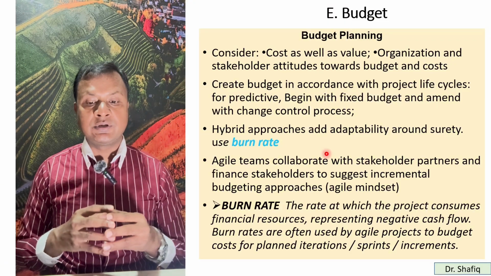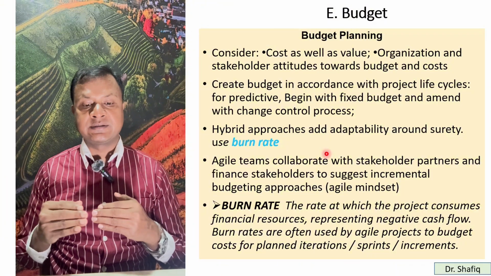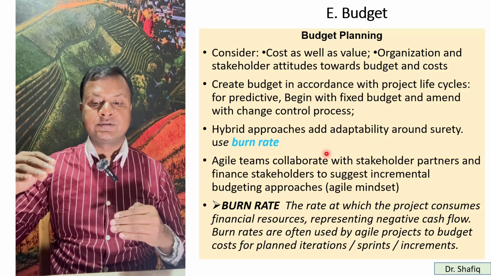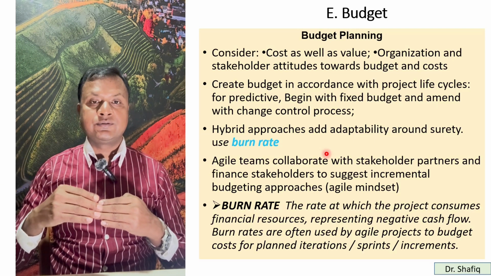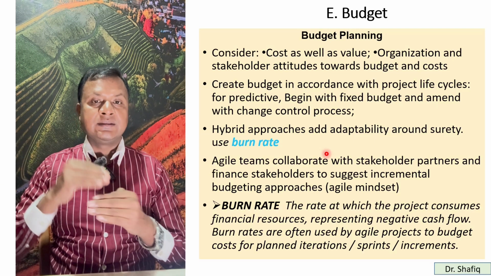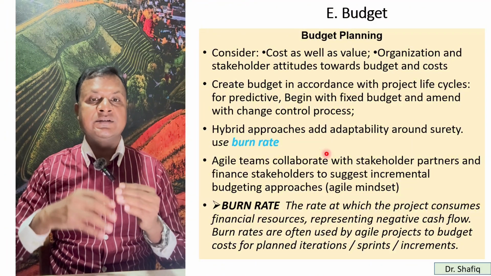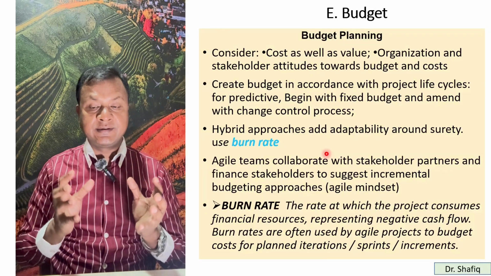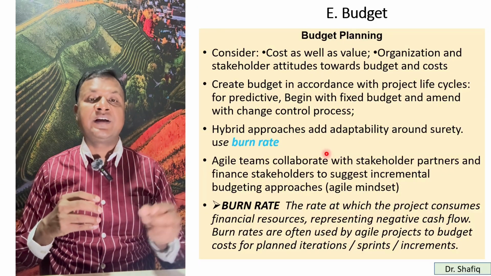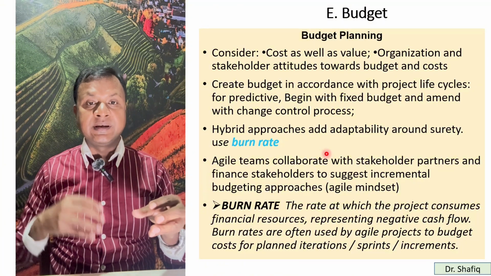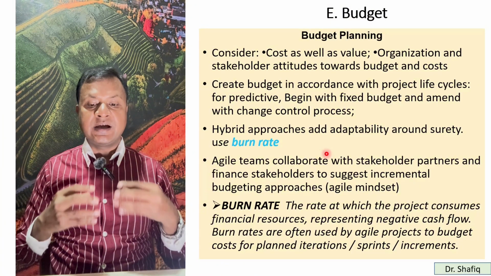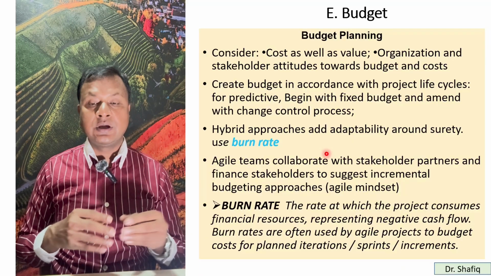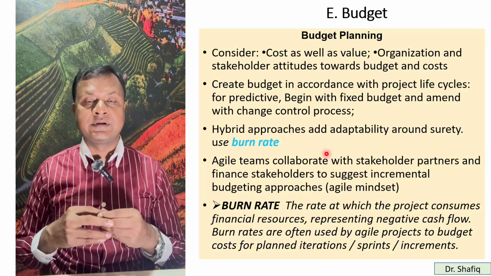So agile teams collaborate with stakeholders and partners and finance stakeholders to suggest incremental budgeting approaches. That is the agile mindset. So for each component in an incremental system, the budget is changed or reviewed. So what is burn rate? Burn rate is the rate at which the project consumes financial resources, representing negative cash flow. So burn rates are often used by agile approaches to budget cost for planned iterations, planned sprints, or planned increments.